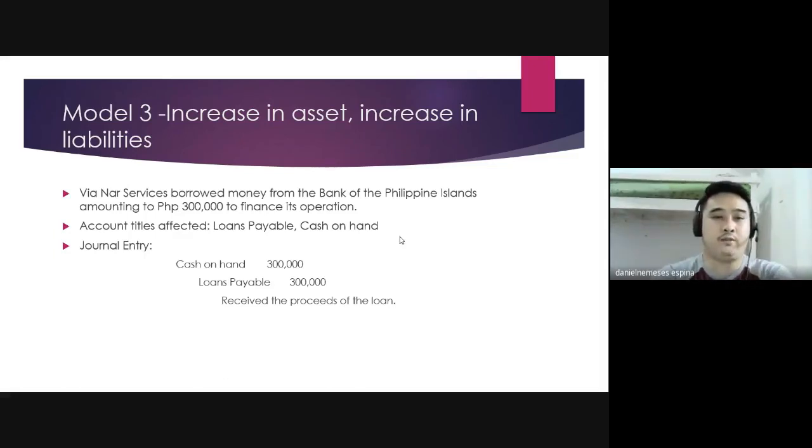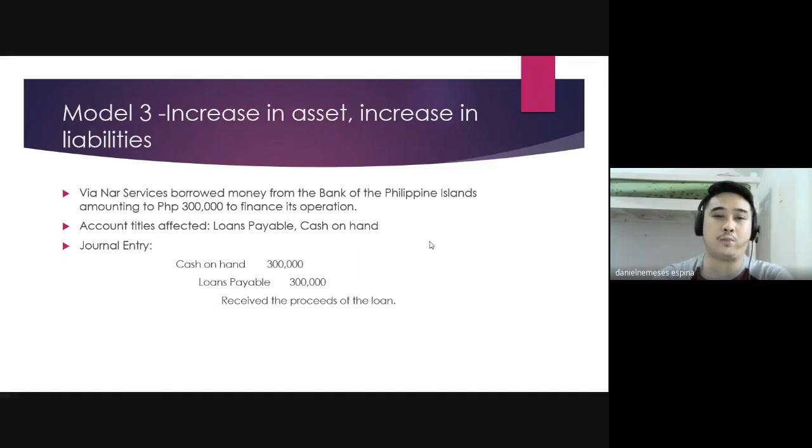So for example, VNR Services borrowed money from Bank of the Philippine Islands or BPI amounting to 300,000 pesos to finance its operation. So how will you journalize this transaction? Okay, so first, you have to determine which account will be used. So if you borrowed, you will receive cash. So you have cash on hand. Since this is a liability, and this is not coming from our supplier, you can use loans payable to increase the liability.